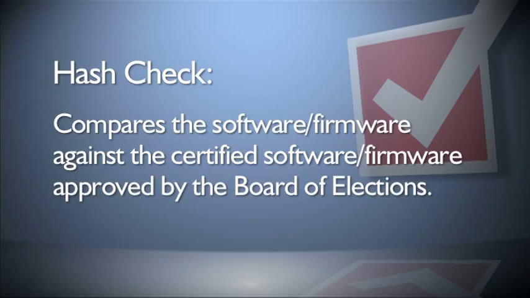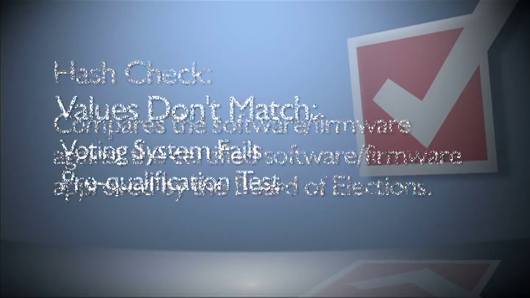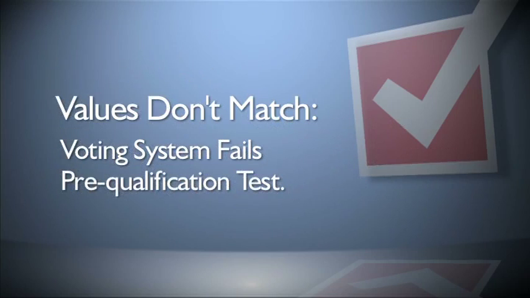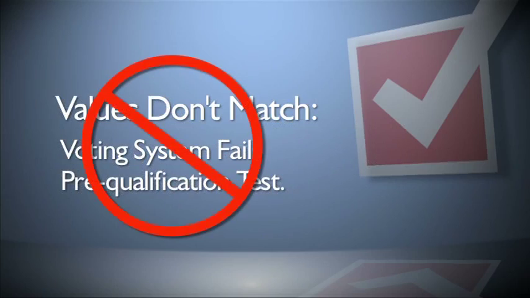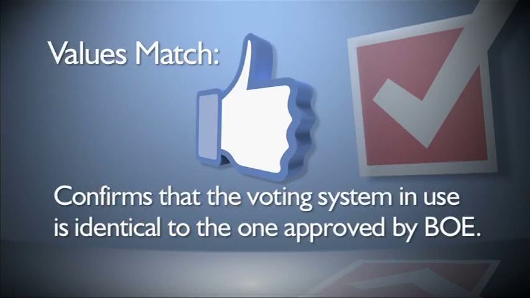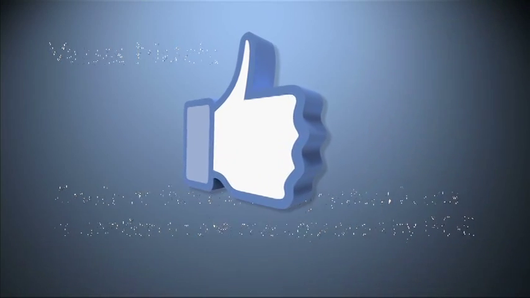The purpose of a hash check is to compare the software and firmware, which is software installed on a voting system, against the certified software and firmware approved by the Board of Elections. If the values between the two don't match, the voting system fails the pre-qualification test. If they do generate equal values, it confirms that the system in use is identical to the one approved by the Board of Elections after a series of rigorous certification testing.